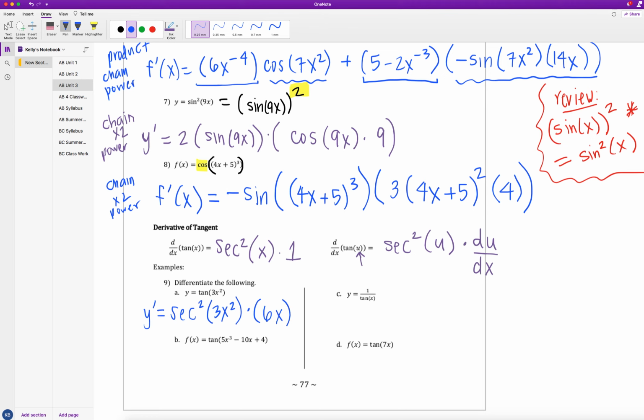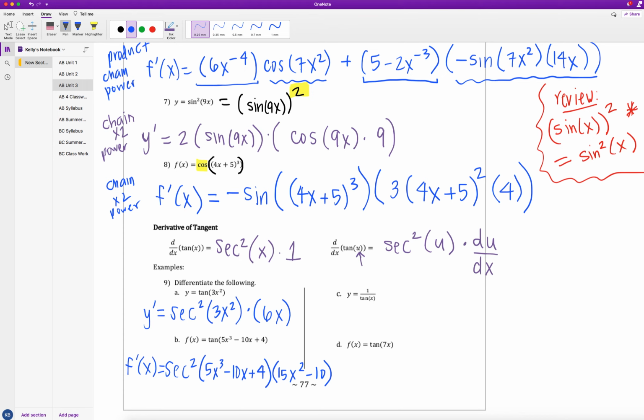We can do the same thing in example B. So in example B, we have f of x equals tangent of 5x cubed minus 10x plus 4, and we're going to find our derivative, or f prime of x. I have a composition, tangent's my outermost function, derivative of tangent is secant squared. Keep the inside the same, so the entire cubic function gets rewritten as the input to secant squared, times the derivative of that inside function uses a power rule to get 15x squared minus 10.